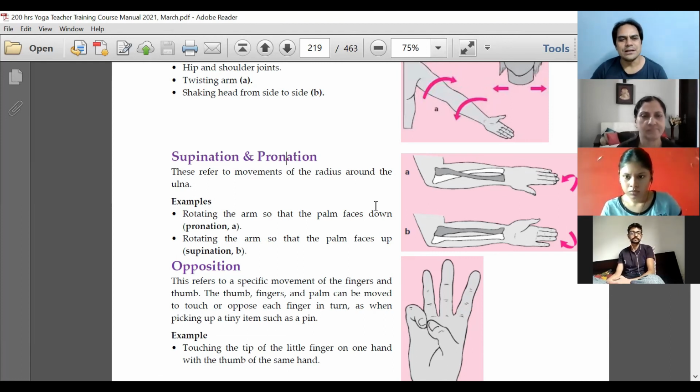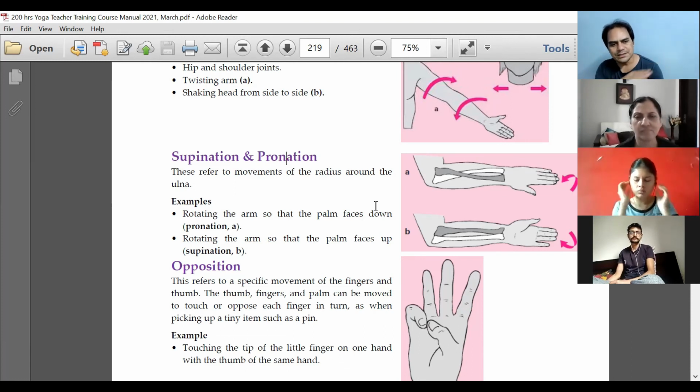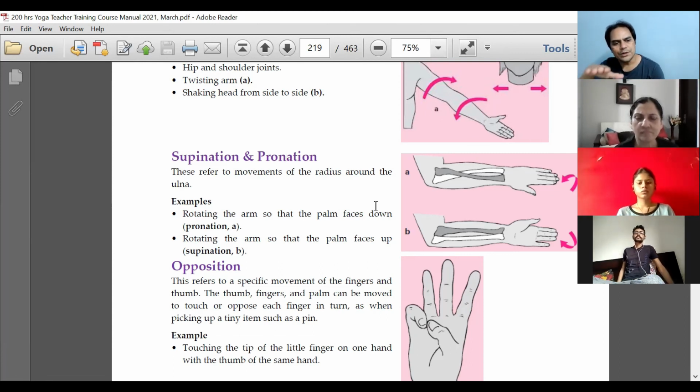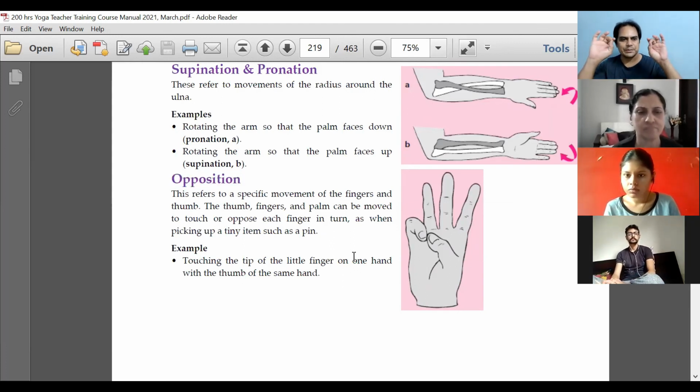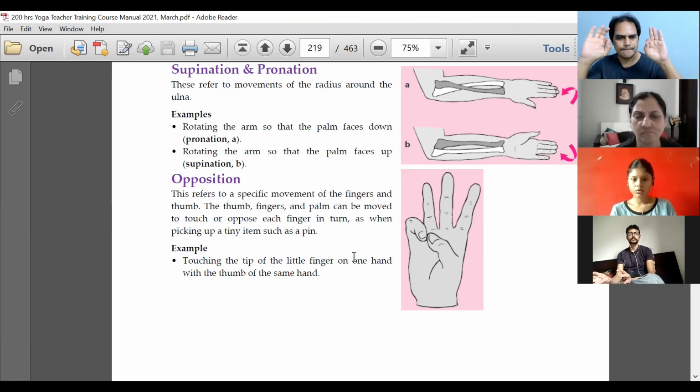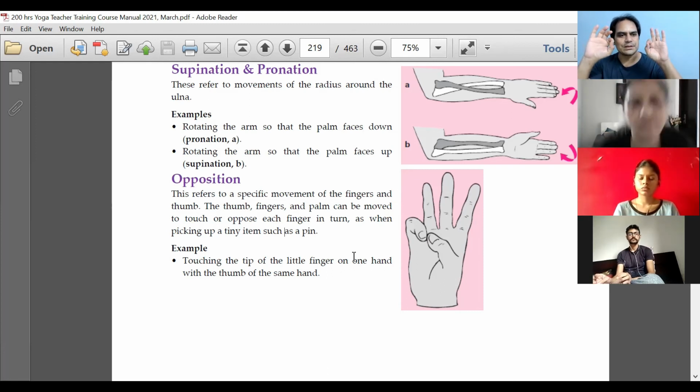Or like in yoga asanas, there are two kinds of asanas. One is supine asana, another is prone asana. When you practice the asanas lying on your back, that is called supine. When you lie down on your abdomen, that's called prone asanas. I think things are very clear to you, right? Next is opposition. When you practice different mudras, then fingers come in opposition to each other. So mudras are opposition.